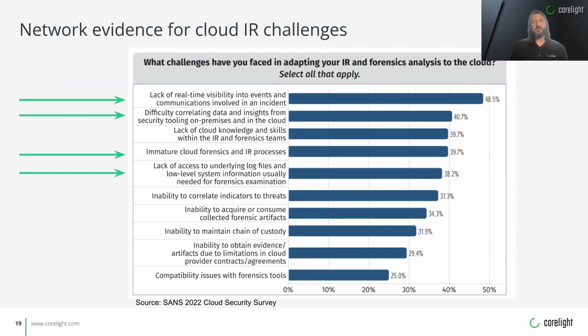Lack of access to underlying log files and low-level system information. Network evidence is also very low-level system information, or information about the communication and what's going on in the cloud. Inability to acquire and consume collected forensic artifacts. All great places for network evidence to help with cloud IR challenges. All right.